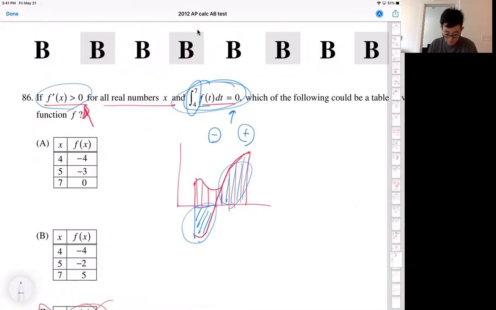This is why A is not going to be an answer, because you have all negative values, which means if you were to take the antiderivative of f of t dt for this particular function, you will get a negative number, like -10, -20 or whatsoever. So that's why A is not going to be true.